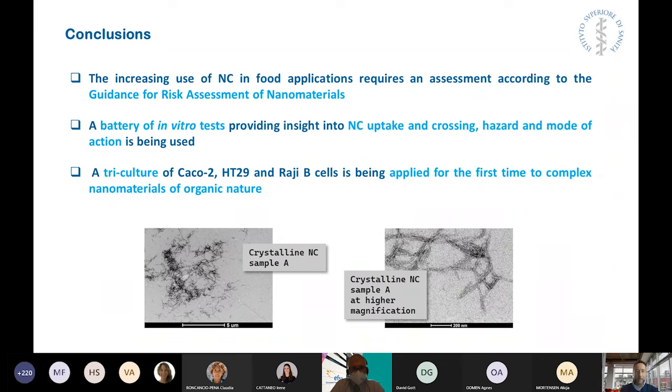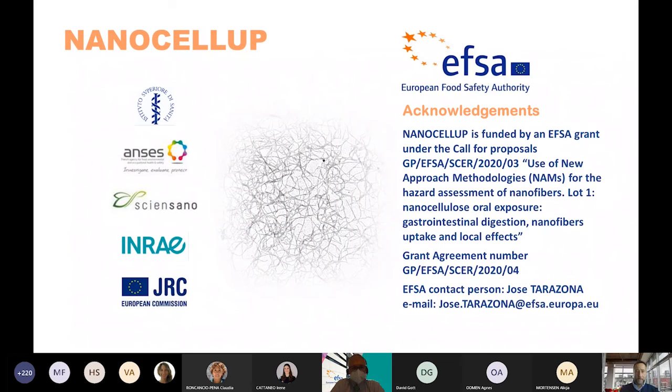And within this, a tree culture model is being applied for the first time to complex nanomaterials of organic nature. And with this, I thank you all for your kind attention, and I would like once again to acknowledge the EFSA grant, which is supporting this project.